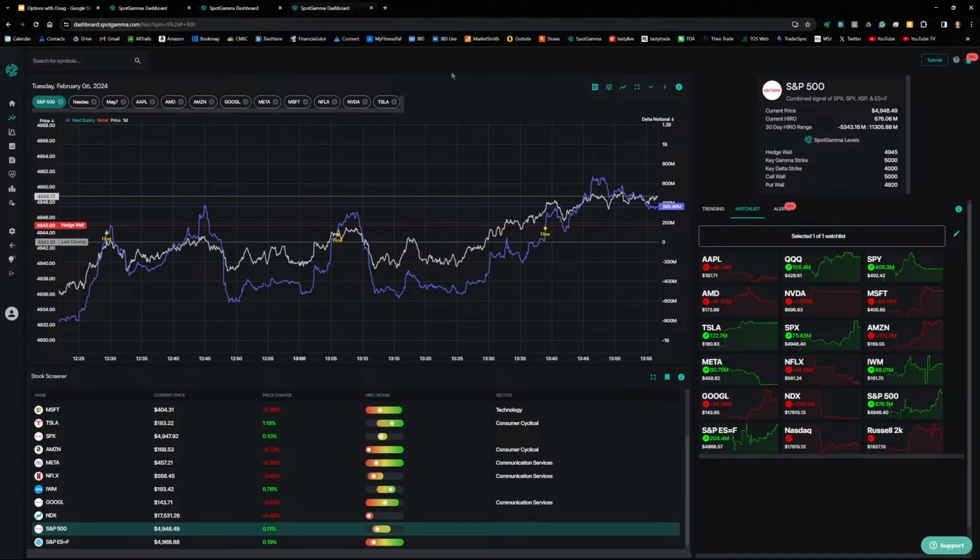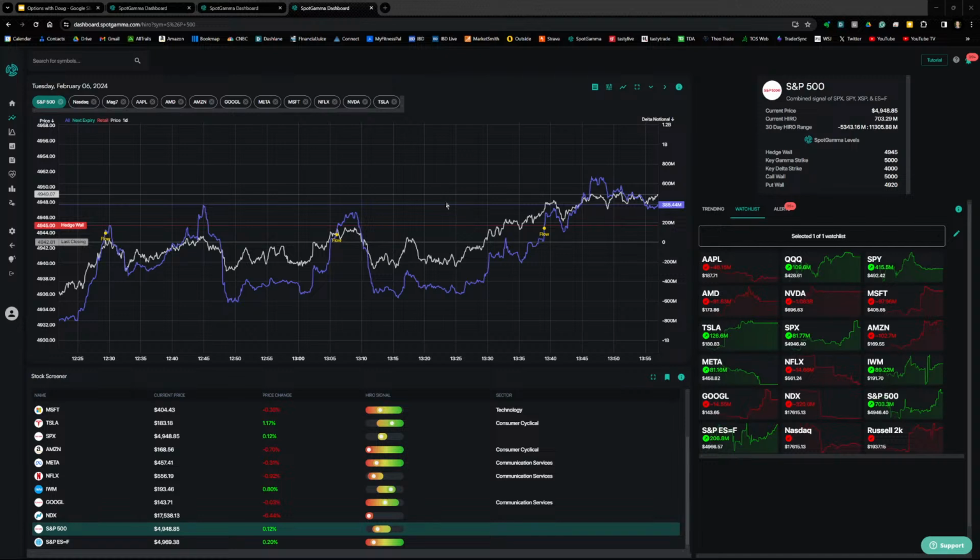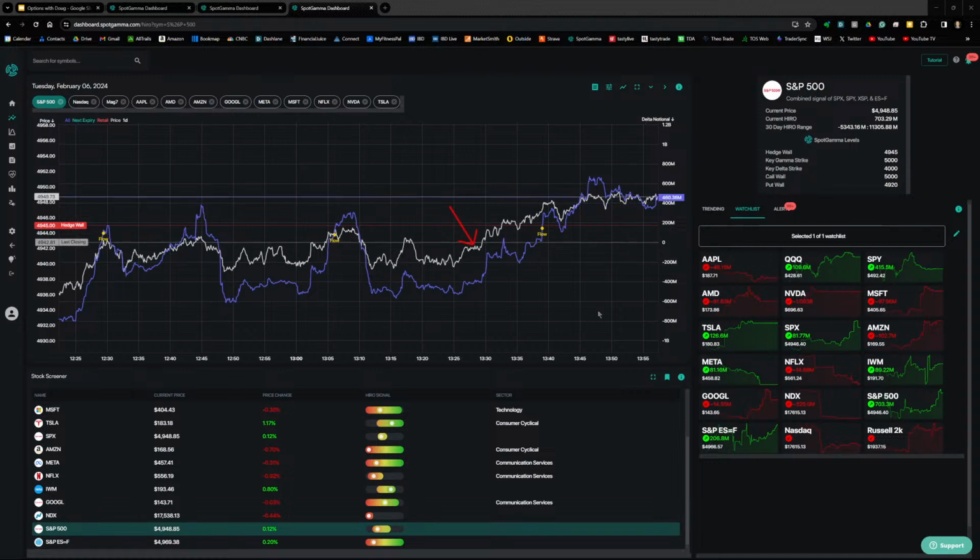All right, so now let's switch over to the execution process and start to look at real-time data. So what this chart is showing is the HERO signal. This is available to Spotgamma subscribers. HERO stands for Hedging Impact Real-Time Options. And the white curve on this chart, the white line, is showing price for SPX. The purple curve is the HERO signal, again, Hedging Impact Real-Time Options.